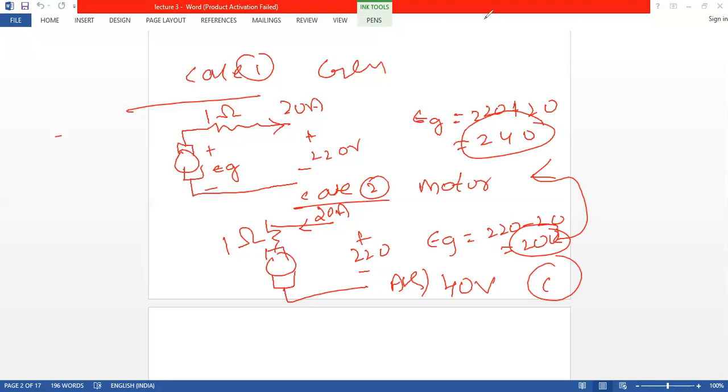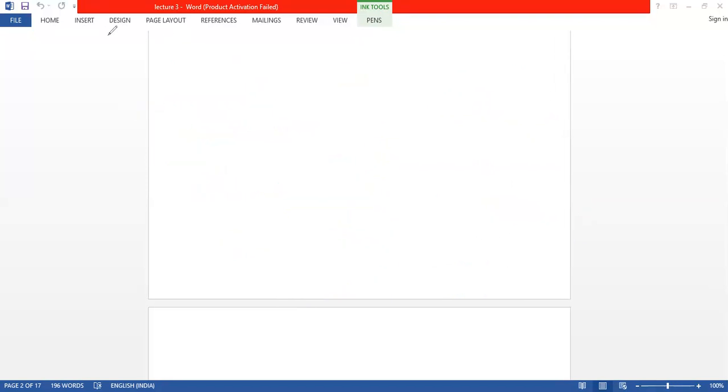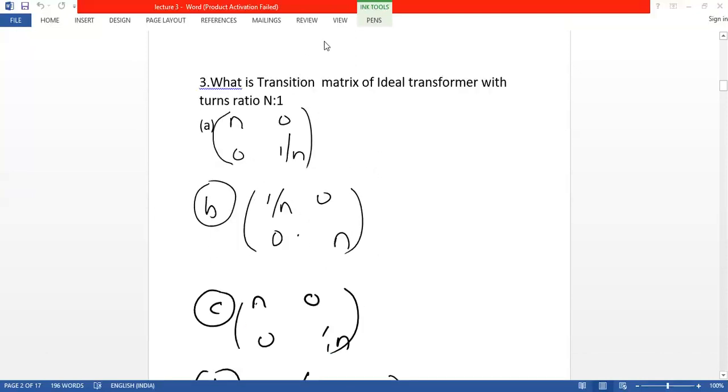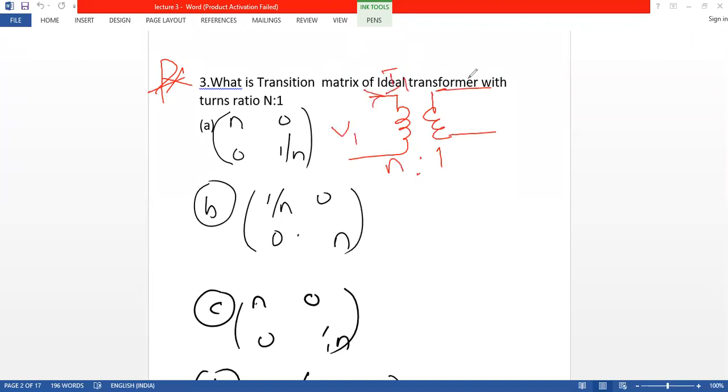Now move ahead and let us see the next question. Now tell me what will be the answer. What is the transition matrix of an ideal transformer? This is an important question. A lot of points have to be discussed. See here, suppose he has given this transformer with n is to 1. You know this is V1, I1, this is V2, and the transition matrix he is asking.